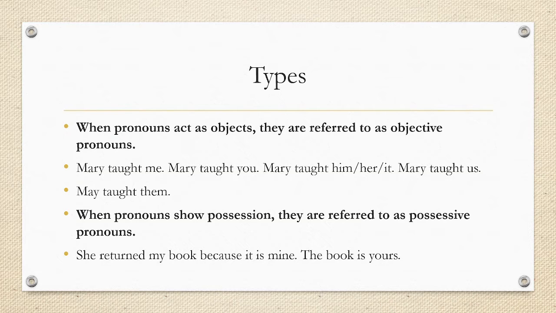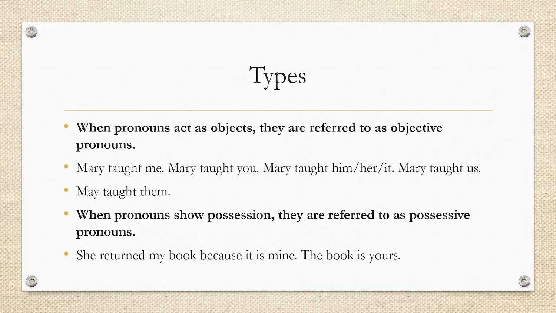Now, when pronouns act as objects, they are referred to as objective pronouns. For example, Mary taught me. Here, I becomes me. I have told you, that is when it changes to the objective pronoun. You can refer to that chart, that table also. So Mary taught me; here me is an objective pronoun. Mary taught you; you here is an objective pronoun. Mary taught him, her, it, objective pronouns. Mary taught us, Mary taught them. Okay, I hope that you are getting it.